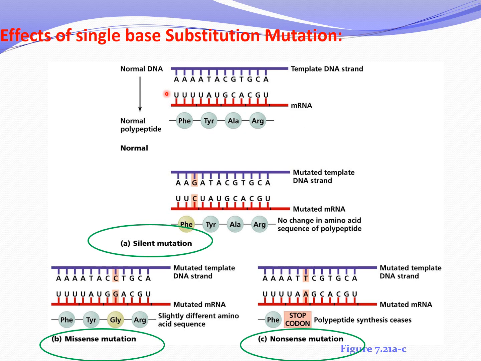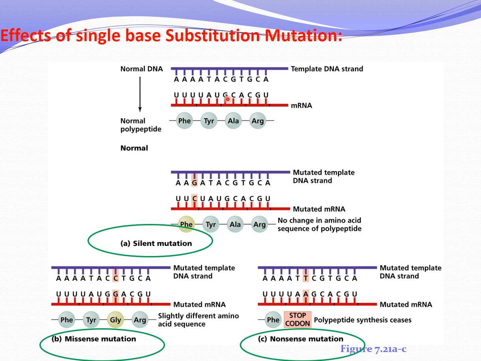Okay, so here it is. Again, substitution mutation means you replace one nucleotide with a different one. Okay, but the effect could be different depending on what nucleotide gets replaced. Look at the sequence on that first DNA strand up here. So you have the sequence here. Again, it is read in groups of three, so AAA, ATA, CGT, and GCA. Okay, and when that sequence gets transcribed, you get the sequence UUU, UAU, and so on down here.